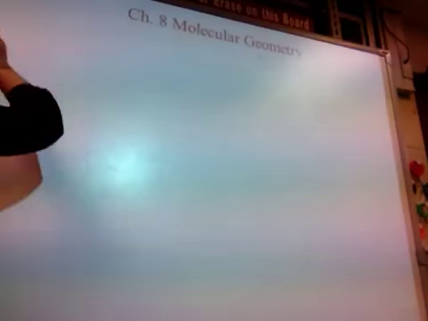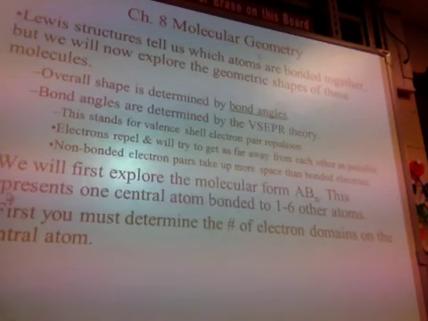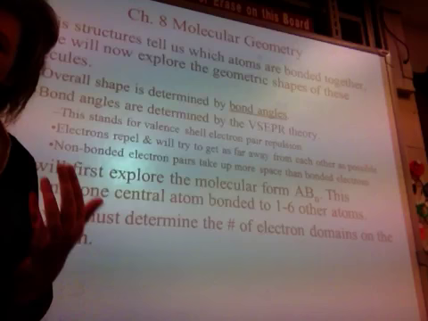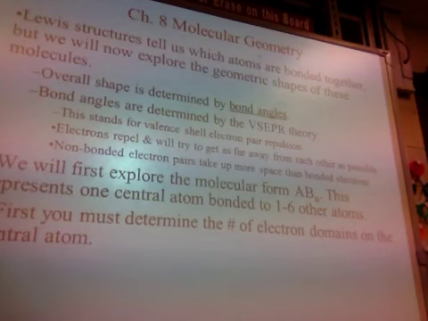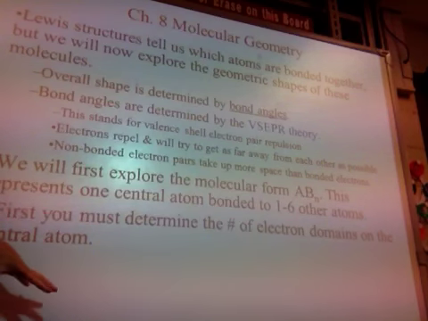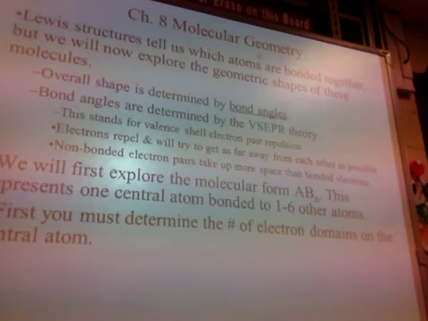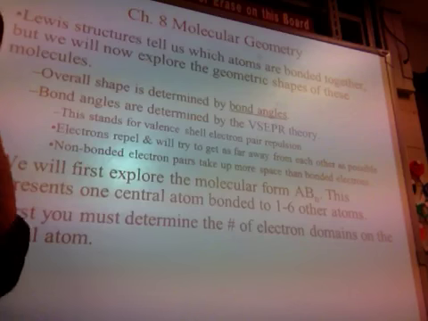Let's go back. Okay. So always when we're trying to figure out the molecular geometry, we have to determine how many electron domains are around the central atom. How many electron domains are around the central atom? So it's imperative that you know how to pick out an electron domain. And you were doing that in your POGIL.